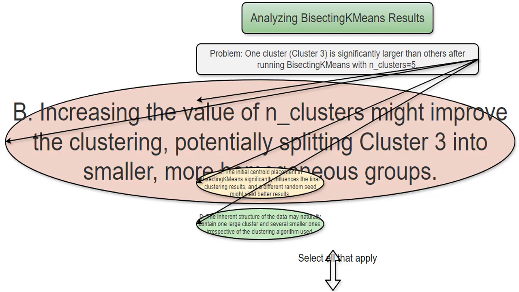I'm considering whether increasing the number of clusters would help. Bisecting k-means works by repeatedly splitting clusters, so increasing the number of clusters might break down the large cluster into smaller, more similar groups. It's worth a shot.